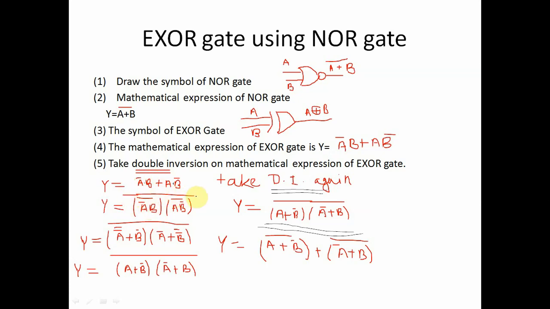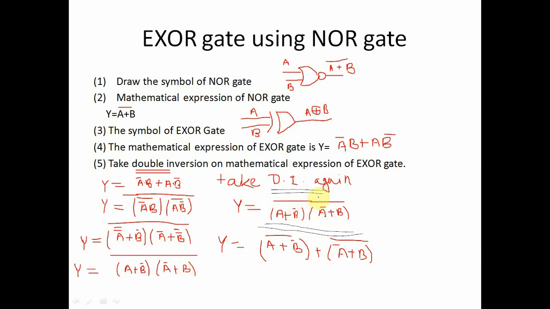So the first bar is taken as it is, and in the second step (A bar B) bar and (A B bar) bar. This is the De Morgan's theorem. Now this bar remains the same, then apply De Morgan's theorem again. So A double bar plus B bar and A bar plus B double bar. But A double bar is nothing but A, and B double bar is nothing but B, and the other terms stay the same. So the final expression is (A plus B bar) in the first bracket, and in the second bracket (A bar plus B). This bar is common.